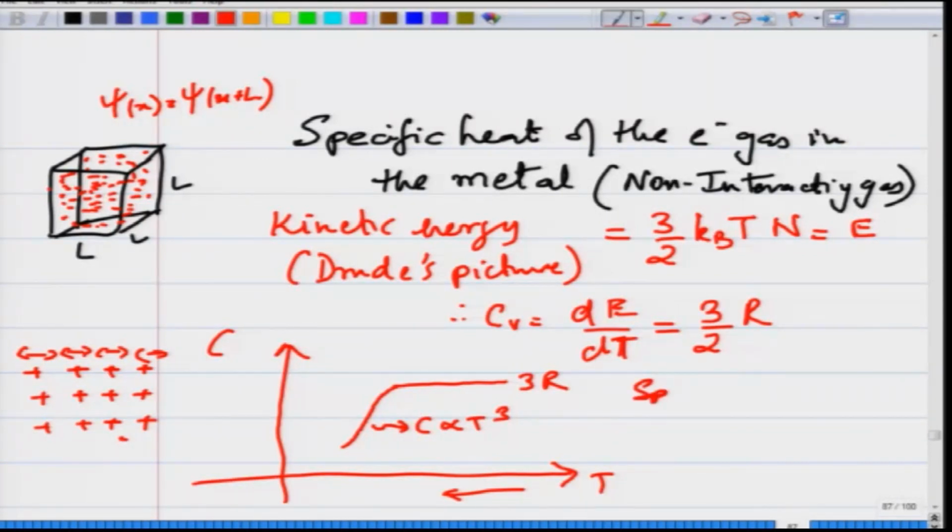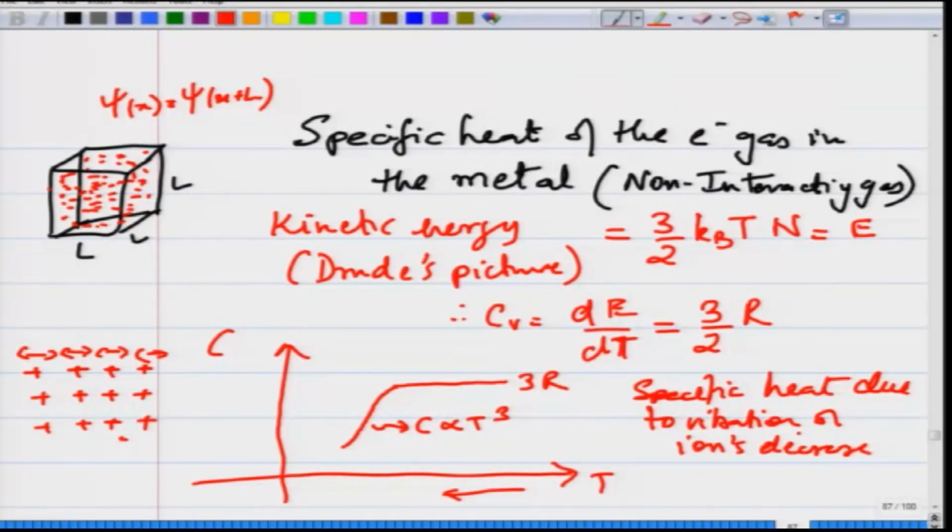The specific heat due to vibration of ions decreases as T cube. So, you would have expected that the specific heat of the solid should have gone down in this manner. As you go to lower and lower temperatures, the vibrations decrease and you think that the specific heat of the solid, which is coming from the vibration of the ions, is going to decay as T cube.